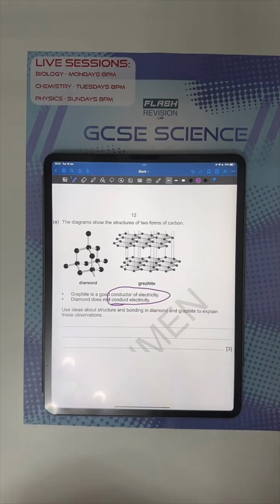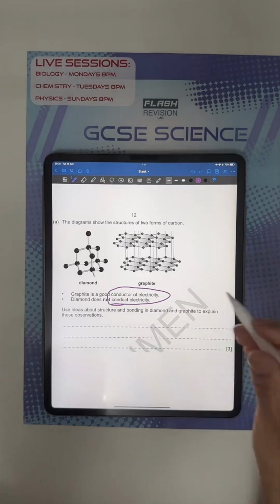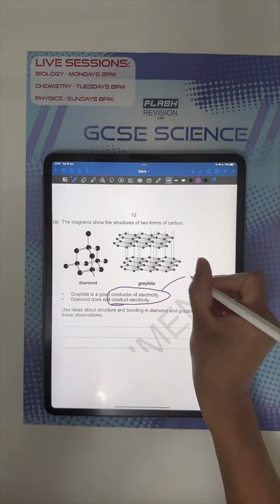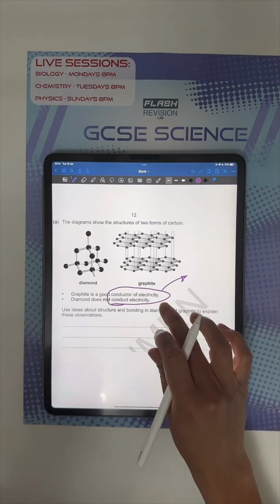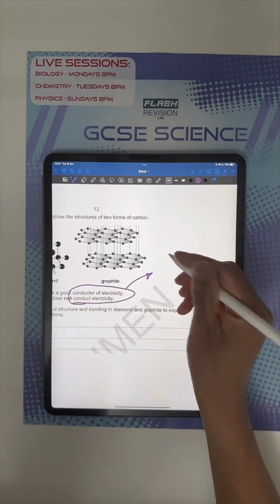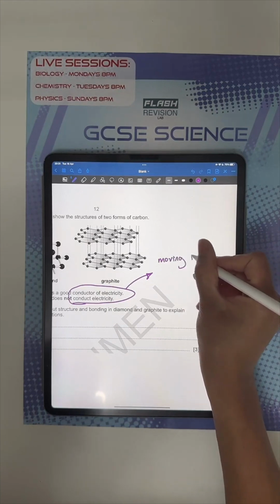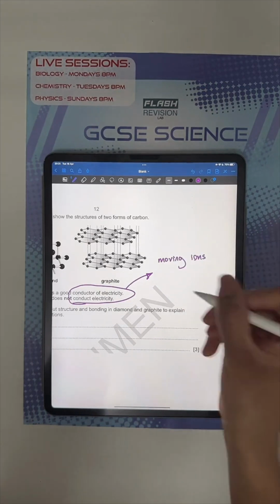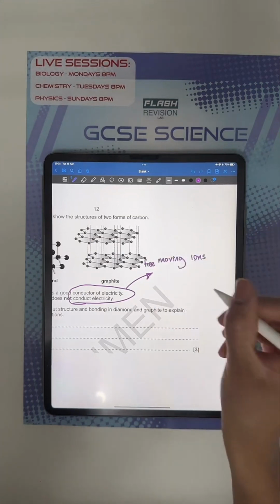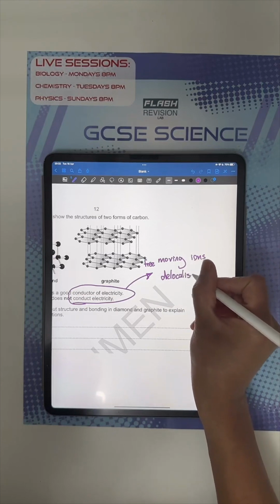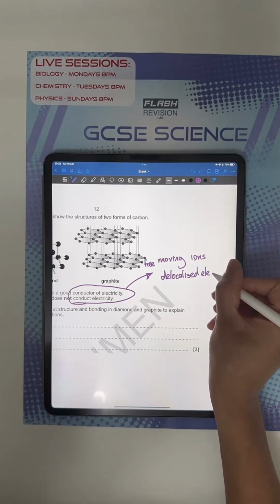Yep, good. It has delocalized electrons. Perfect. Okay, so whenever it comes to questions about conducting electricity, you need to talk about one of two things. You need to talk about moving ions, or free moving ions. Let's write free moving ions, or delocalized electrons.